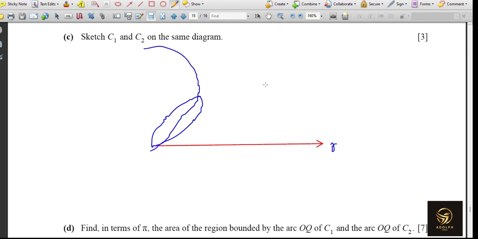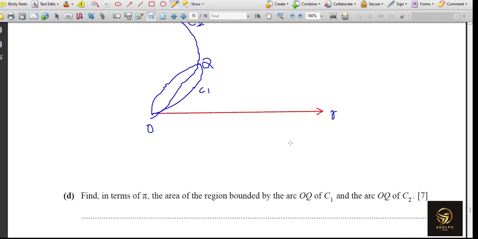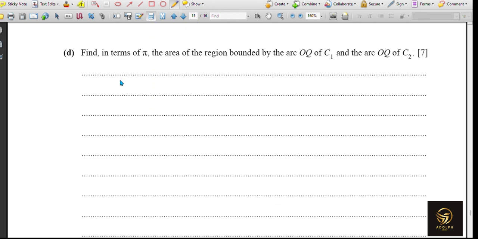Then you can mention that this is the C2 curve and this is the C1 curve. The point is O and this is Q. These are the things that you can mark. Let's move on to the next subdivision.